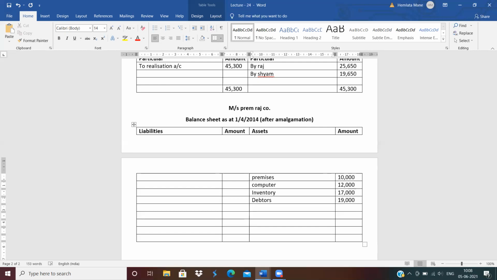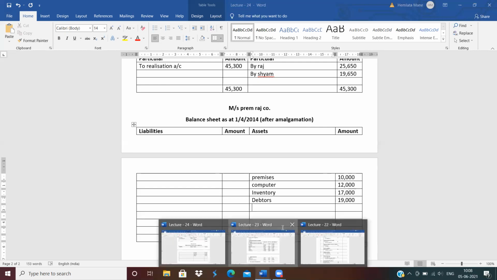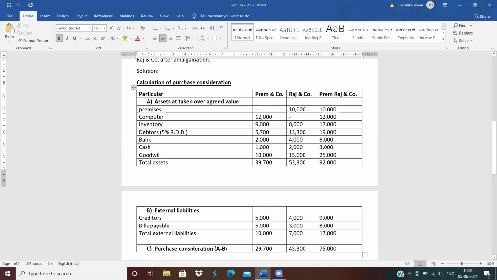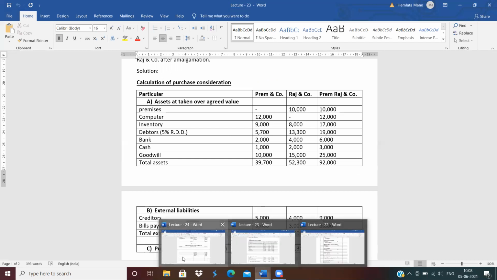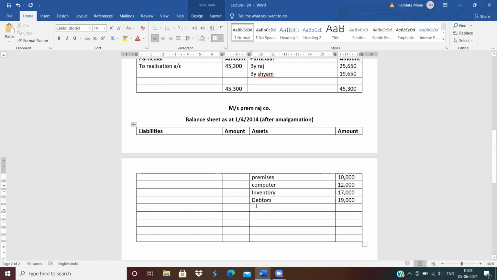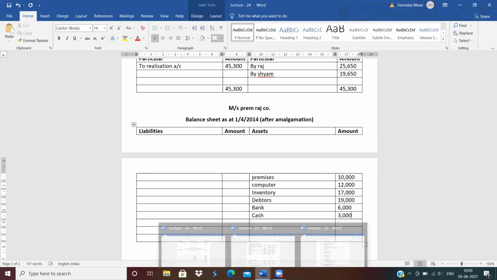Now see the next asset. Which is the next asset given? Bank. How much is the amount of bank? 6,000. Clear? Here you have to write the combined amount. How much is the amount of cash? Amount of cash is 3,000.